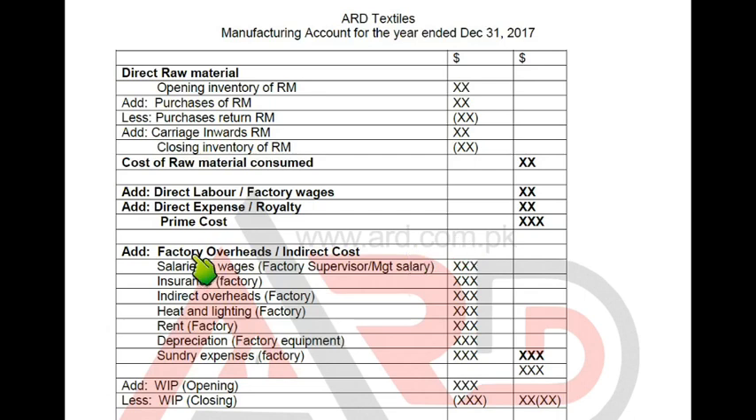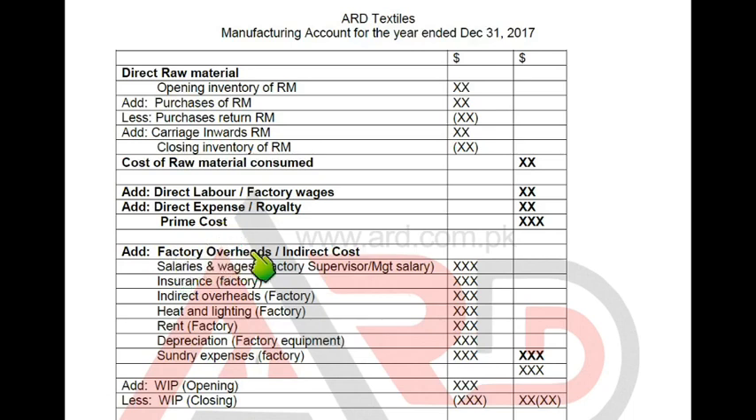Now it is not necessary that everything will be available in the exam. Sometimes purchase return is not present, sometimes carriage inward is not there, sometimes direct expense is not there. So I have written the whole format just to make sure that these are all the things that may come in the examination. After prime cost, as you already are aware, prime costs are all direct costs. After direct costs, we'll be writing indirect costs.